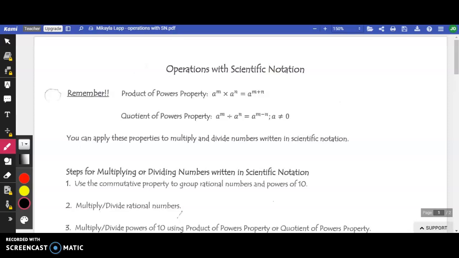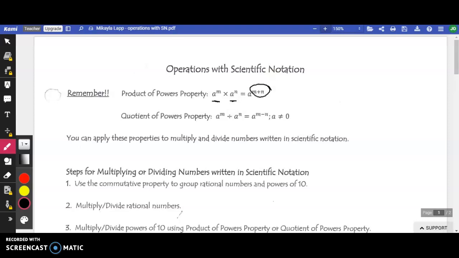Okay, good afternoon. I've had a couple of questions about doing operations with scientific notation. So obviously you can see up here that I took Michaela's sheet that she had yesterday, and I just downloaded it so that way I could show you how to complete operations with scientific notation.